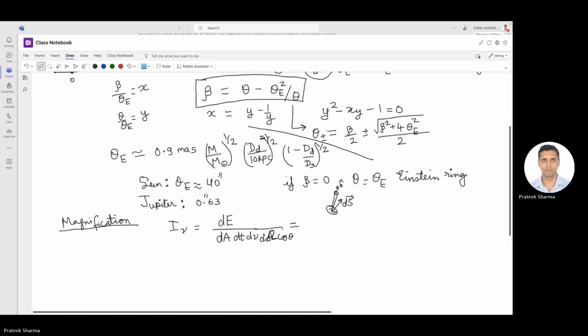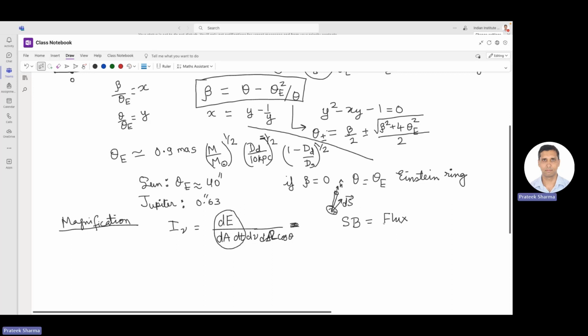There is another concept which is called surface brightness. We'll come to this because for galaxies, surface brightness is a very important concept. Surface brightness is nothing but flux. Flux is dE by dA dt. This part is what we call flux. And if you also split it in frequencies, that's also called flux, but as a function of frequency. But I nu is the most basic classical description of radiation.